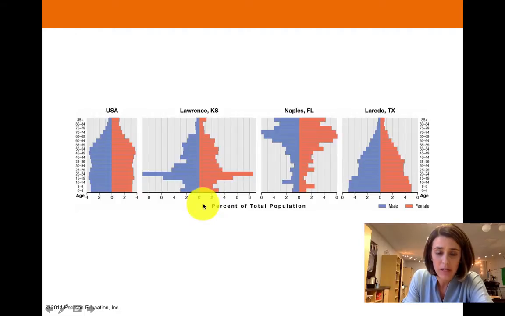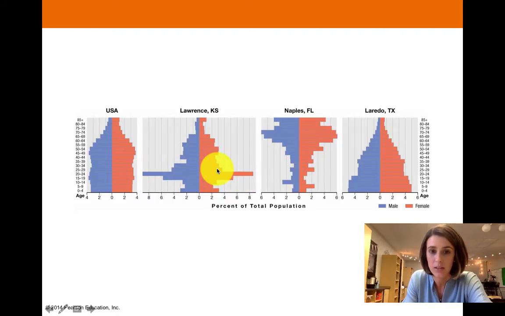Okay, here's another one. This one is showing me Lawrence, Kansas. If you're not familiar with Lawrence, Kansas, there's a large college there. So here I can see that between the ages of 15 and 24, we've got a significant spike in the number of males and females in that age cohort. A lot of times population pyramids can tell us really what's going on in a particular area. And in here we can see these jut outs are a result of the college that's in Lawrence, Kansas.